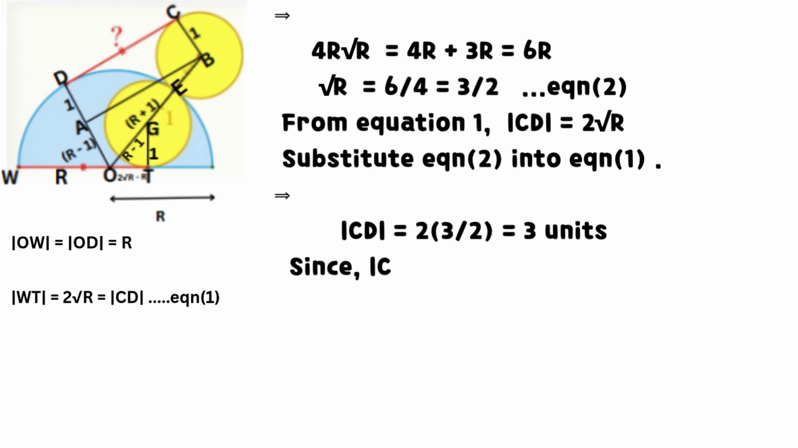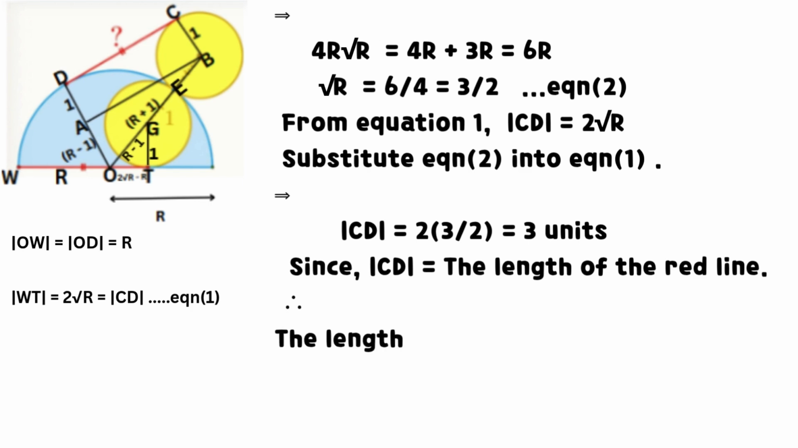From equation 1, line CD equals 2 times the square root of R. Substitute equation 2 into equation 1. It follows that line CD equals 2 times 3 halves, which equals 3 units. Since line CD equals the length of the red line, therefore, the length of the red line equals 3 units.